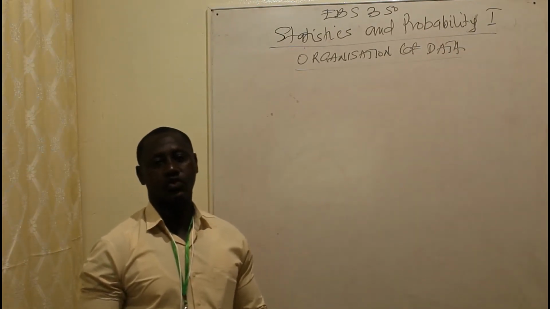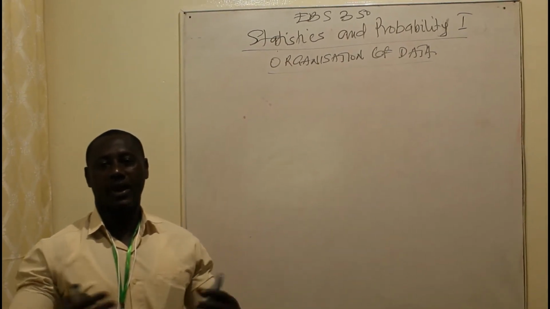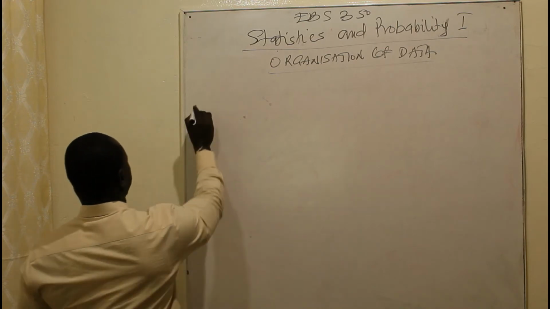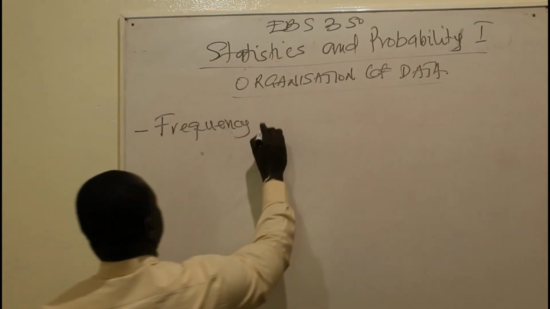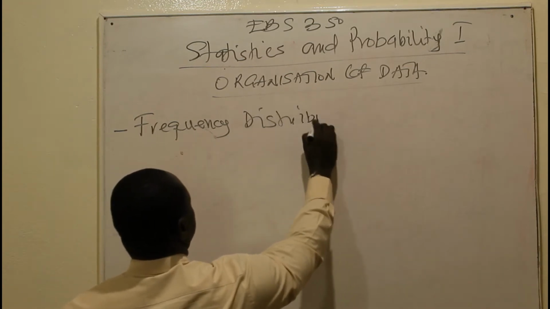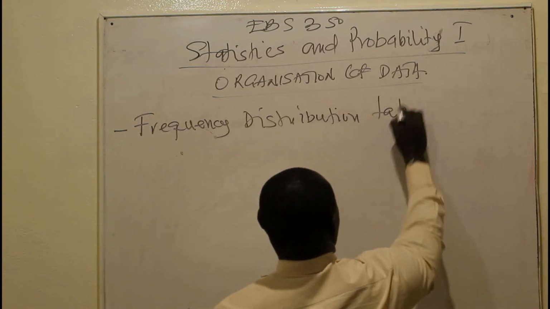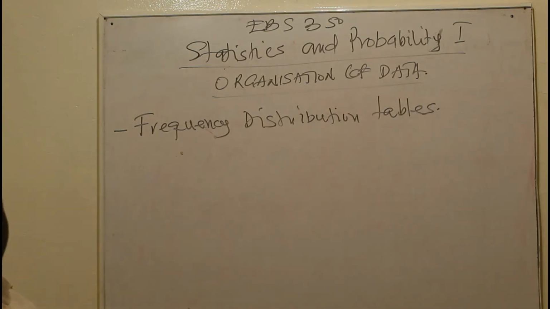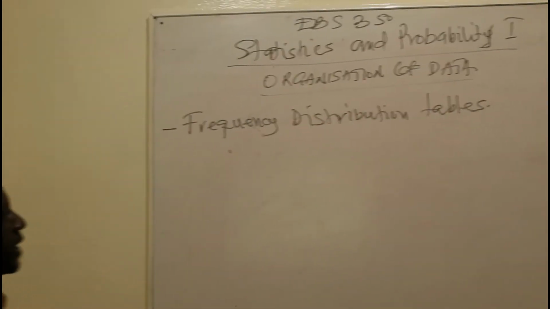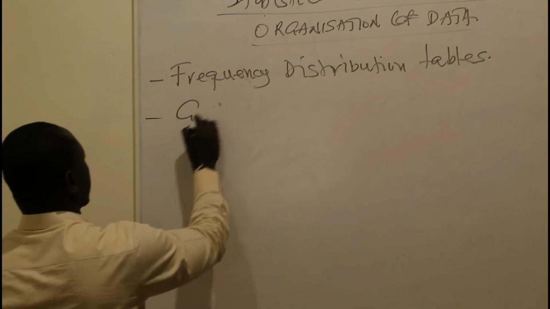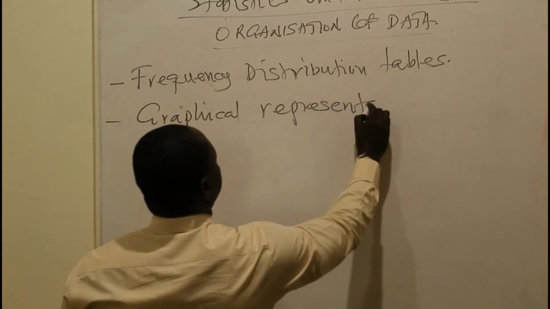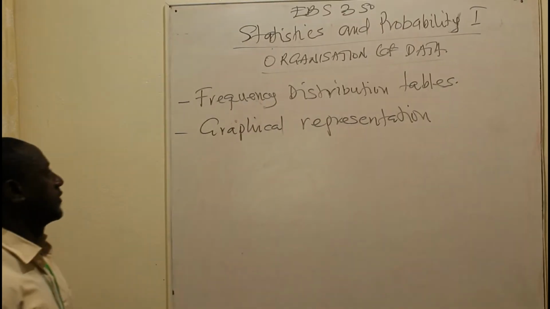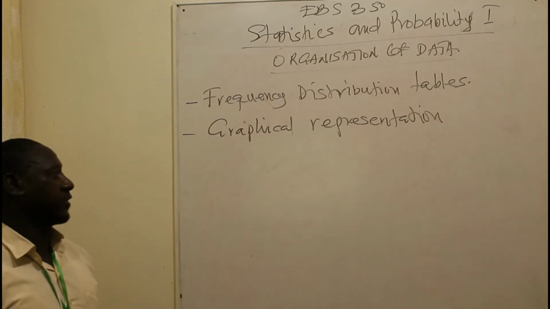We can organize data in two main forms. The first one is by the use of what we call frequency distribution tables. So we can use the frequency distribution tables to organize or transform our data. We can also use graphical representation. So we can use frequency distribution tables, and we can also use the graphical representation.